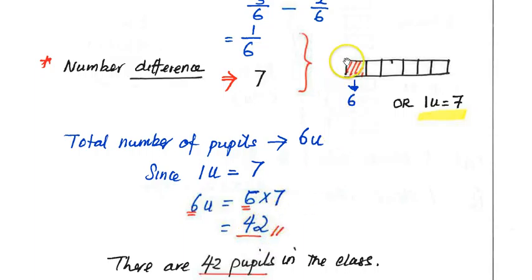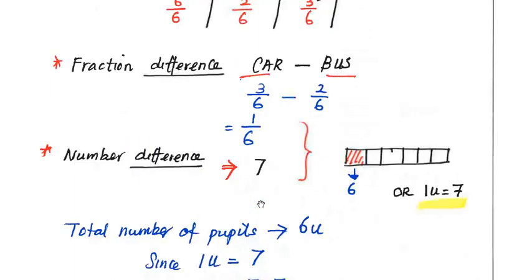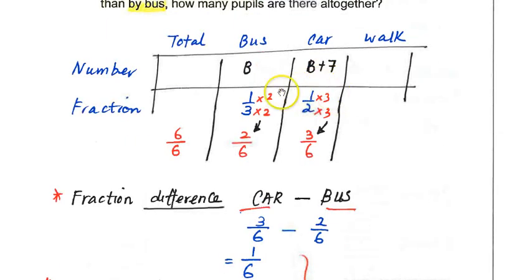Right, 42 pupils in total means 6 plus 6 plus 6 plus 6 and 6, total should be 42 pupils. Maybe my explanation may be too long, but I just hope you understand this part. Okay, these two, find the difference. The difference between these two is 1 unit. The difference in numbers is 7.